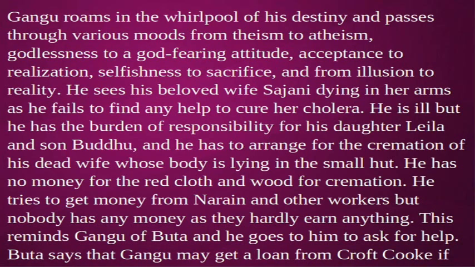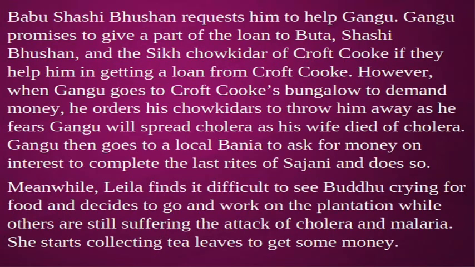This reminds Gangu of Buta, and he goes to him to ask for help. Buta says that Gangu may get a loan from Croft Cooke if Babu Shashi Bhushan requests him to help Gangu. Gangu promises to give a part of the loan to Babu Shashi Bhushan and the Sikh Chaukidar of Croft Cooke if they help him in getting a loan from Croft Cooke.